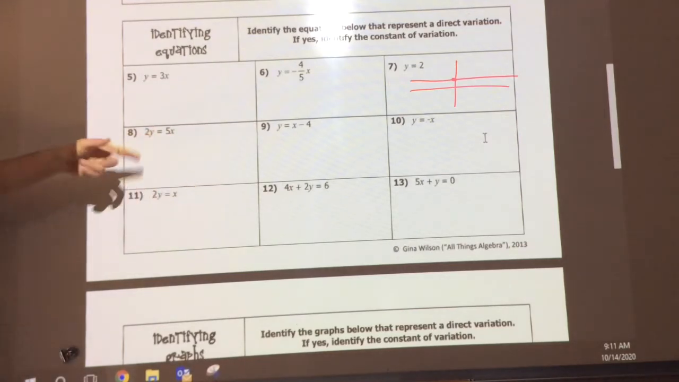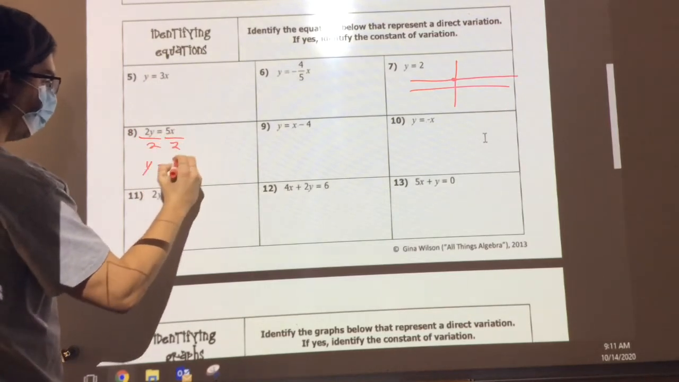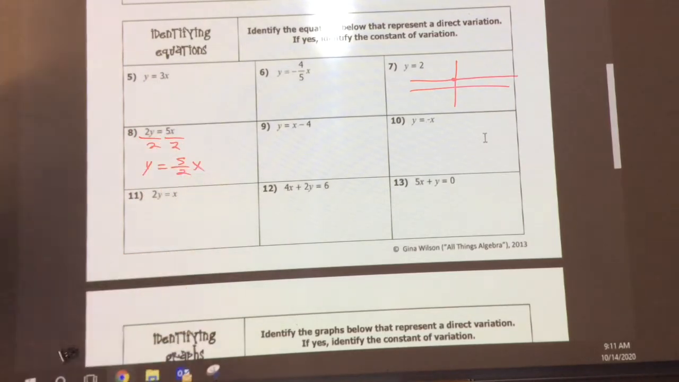Okay, this one. This is not in the correct form yet. But I'm sure you guys are smart enough to figure out, how do I get y by itself? Divide by 2. Y equals 5 over 2x. Does this have a y-intercept? No, so therefore it's direct variation. It goes through the origin.